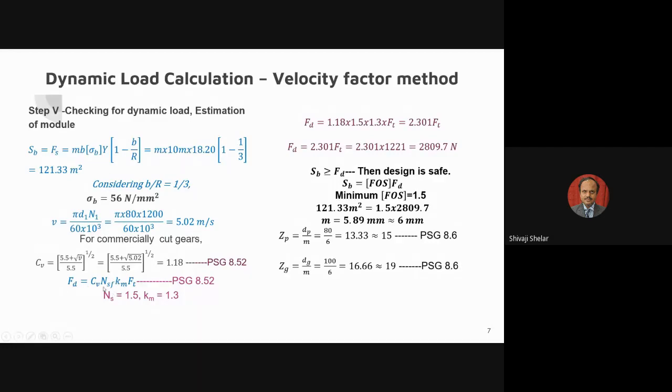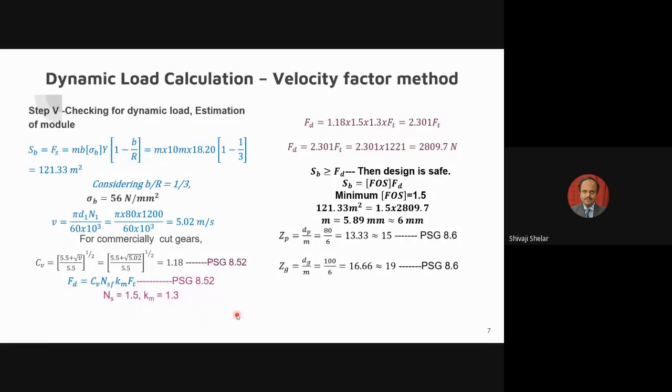FD for spur gear and helical gear will be only CV into FT. And if required, you can add the NSF. KM is not part of it there, only NSF, the service factor, you can add in that calculation. So for spur gear and helical gear, this KM will not be there. CV will be there, NSF will be there, and FT will be there. So if a similar problem comes for spur gear or helical gear design, remove the KM factor and do the calculation with CV, NSF and FT.